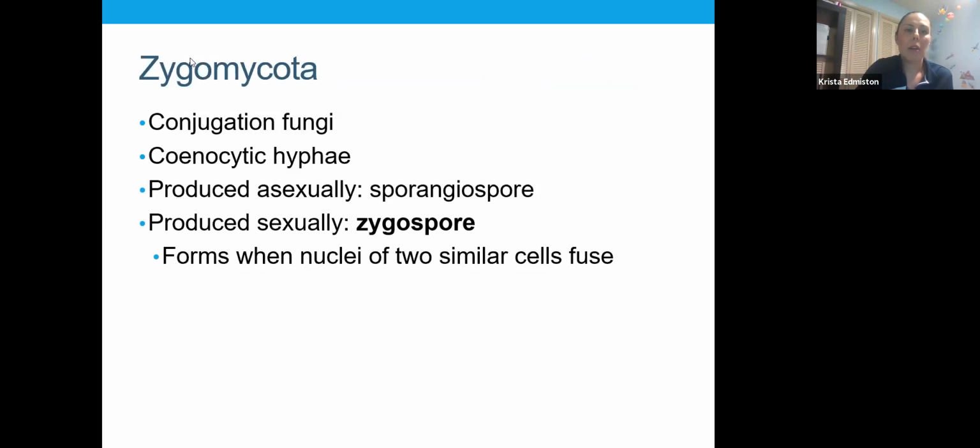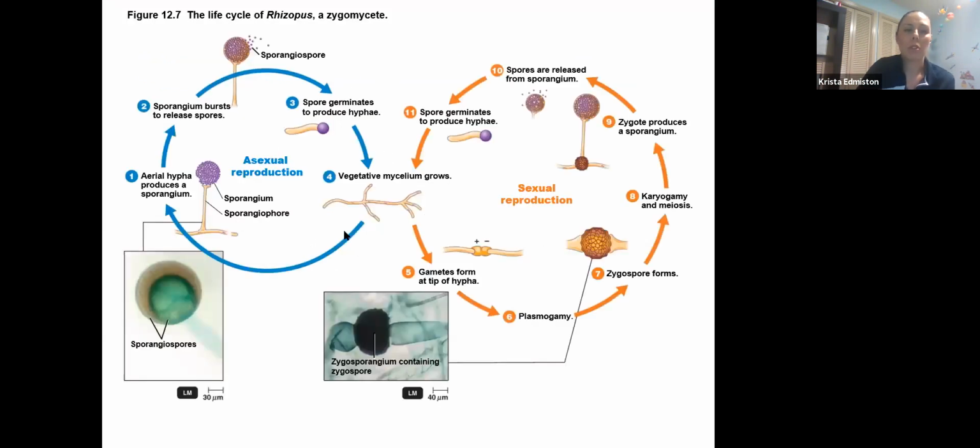So Zygomycota, we're going to talk a little bit about these guys. They can produce spores asexually and sexually. And look at this lovely picture of him. Here it has two different types of reproduction that it can do. Here is the asexual reproduction on this side. Sporangiospore is released. It's just released through normal mitosis.